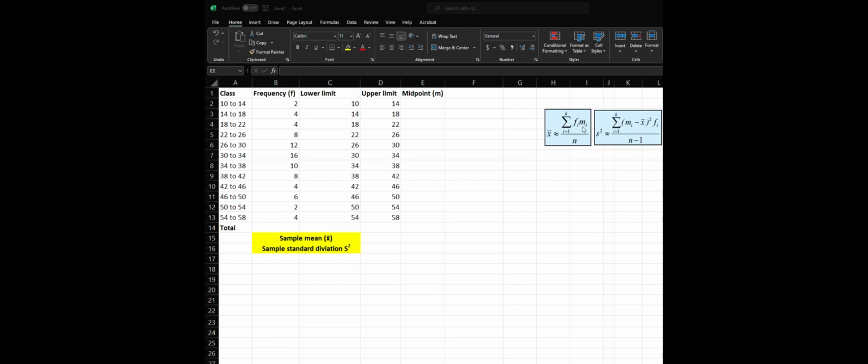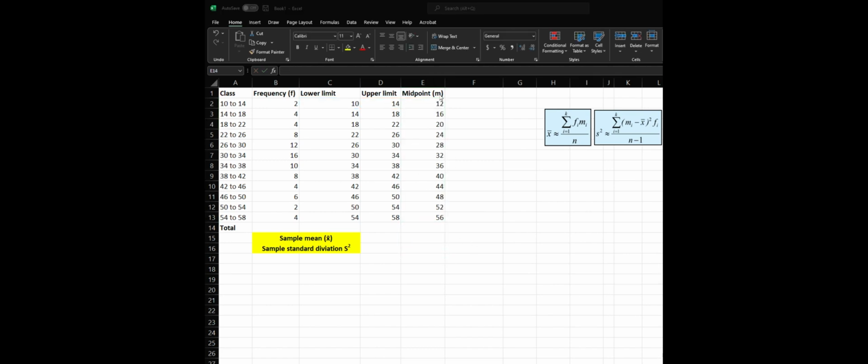But before that, let's just calculate the midpoint. And the midpoint is going to be basically the midpoint between the upper and lower limits. So lower limit is the lowest point of that class, and the upper limit is the highest one. So what we want to do here is basically to add 10 plus 14. And I want to have the brackets so that these are calculated correctly, divided by 2. So basically the average of these two values, right? Let's delete those for now.